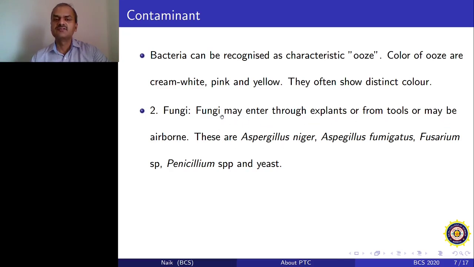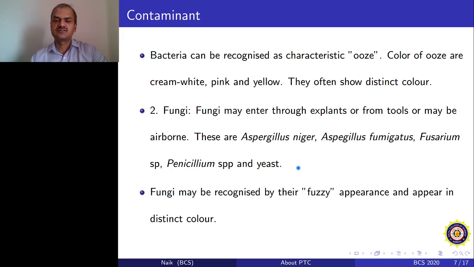Now some of the common fungi are Aspergillus niger, Aspergillus fumigatus, Fusarium, a lot of Fusarium species, Penicillium species, and yeast. Yeast is again one of the most commonly occurring contaminants in plant tissue culture. These are the common fungi which occur along with your explants as well as along with the other tools.